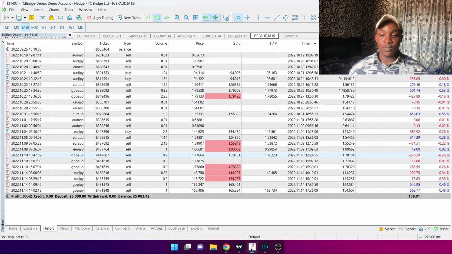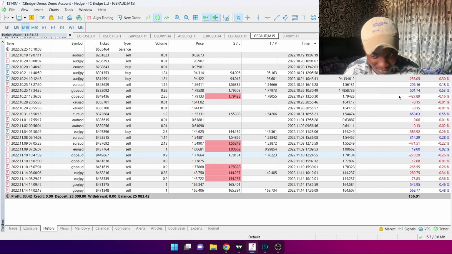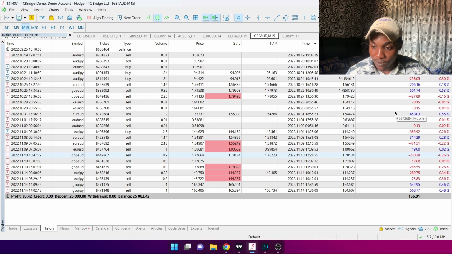Now in the MT5, what happened? I started with an AUD/USD trend sell with 0.01 to pass the minimum days. Then I had the first loss of $258. That was basically 1 point, so something percent, but I made it back. The next trade was GBP/AUD, which I lost $427. Then I made $658 from EUR/AUD. EUR/JPY, I lost this.